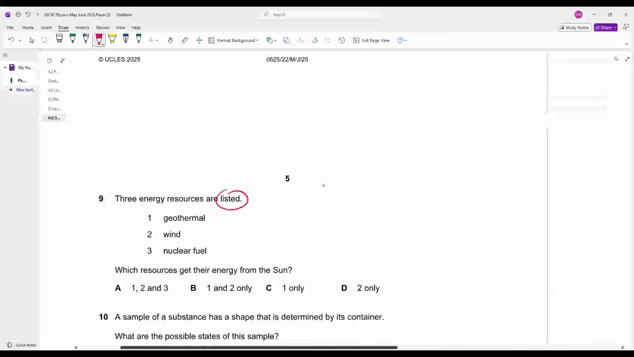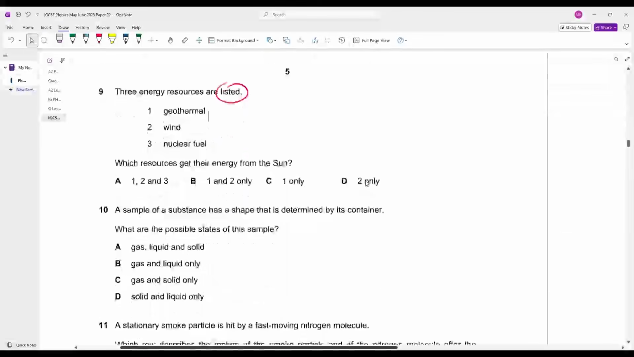Let's further move ahead. 3 energy stores are listed. बेटा 3 energy stores जो हैं वो list हुए हुए हैं. Which source gets its energy from the sun? कौन से source में energy आती है from the sun? Obviously wind energy. Wind energy gets its energy directly from the sun. D is your answer. सिर्फ और सिर्फ wind energy ऐसी होती है जिसकी energy directly from the sun आती है.